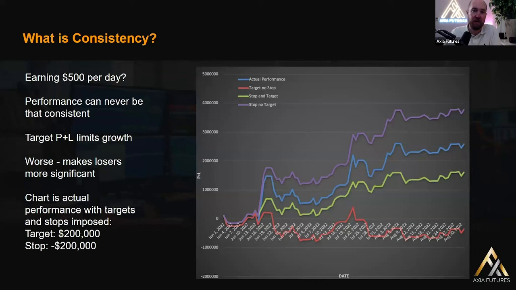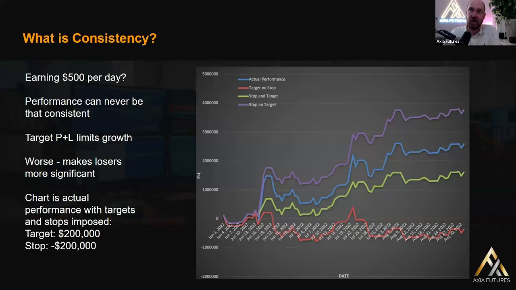This was summer of 2022 I used. It was a pretty busy time. People did perform reasonably well. This is what you got over that period. So that's the blue line. That was for a group of about 20 traders.